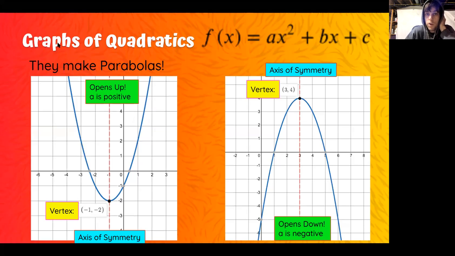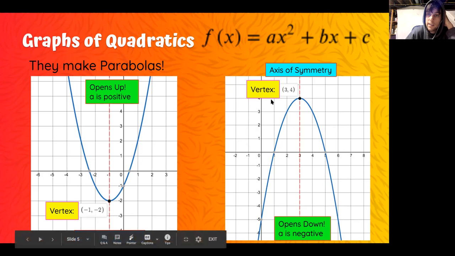Hopefully remember that quadratic functions make parabolas. And so looking at the equation of a quadratic in standard form like this, we know whether it's going to open up. If the a value right up here is positive, it's going to be opening upward like this, or if the a value is negative, it's going to be opening down.